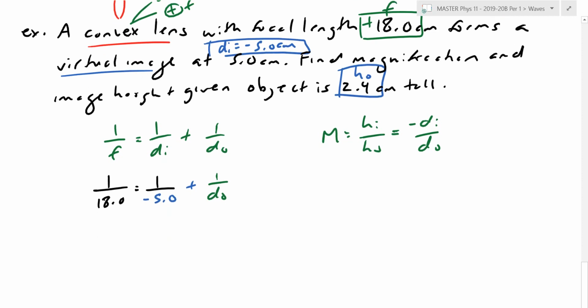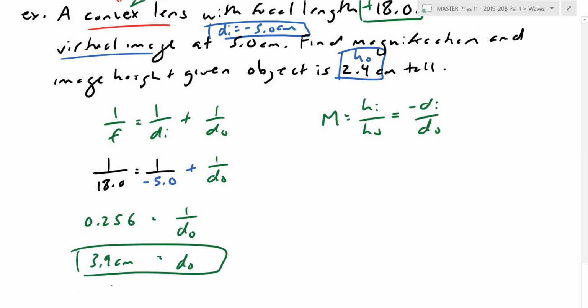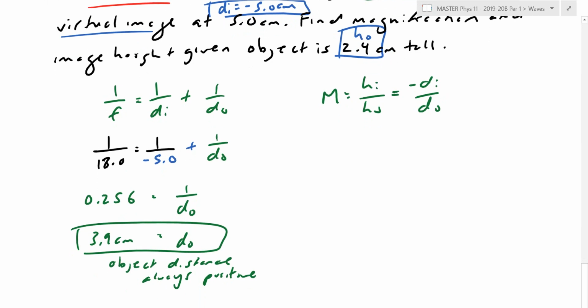1 over 18, I'm going to add the 1 over 5 over. So this is going to be 0.256, which is equal to the reciprocal of do. Do, no surprise here, should always be positive. So this is 3.9 centimeters. Object distance, make a note to yourself. Object distance is always positive. A little bit strange because this is actually the negative side of the lens, right? We expect the light rays to actually get through. And with that here, I can find the magnification.